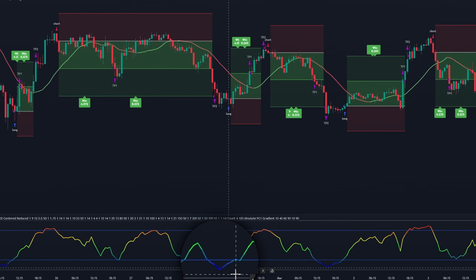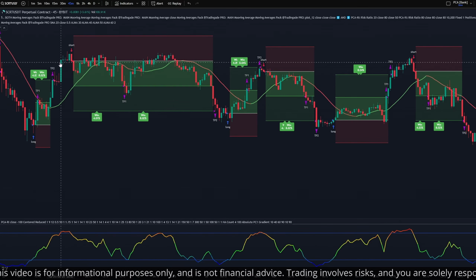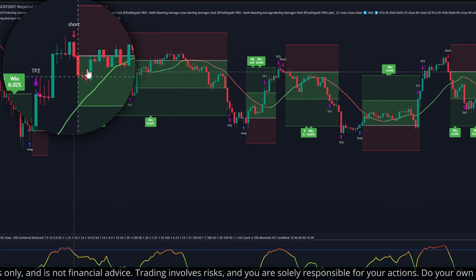Here we have the PCA crossing over the 20 level, the price is below the moving average, and we have a long position. For the short side we have the PCA crossing under the 80 value, and the price is above our moving average.